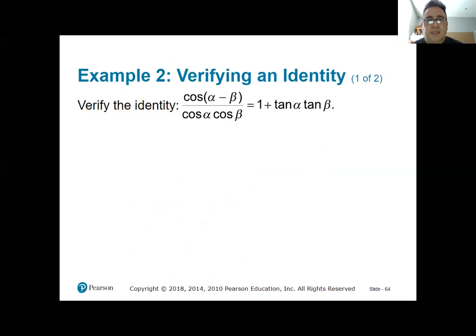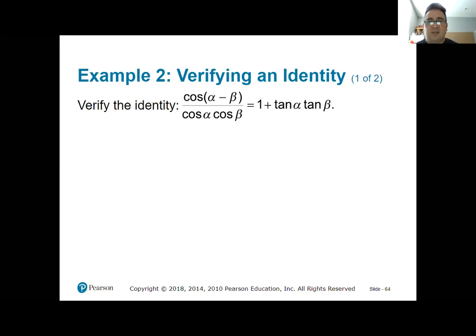Okay. So now, verifying an identity using this. Remember, when we're verifying identities, we pick the tougher of the two sides. Which one looks tougher, the left or the right? The left looks tougher. I don't know if it looks much tougher, but neither one looks easy, but definitely the left one looks like the tougher one, right? So we're going to go from left to right.